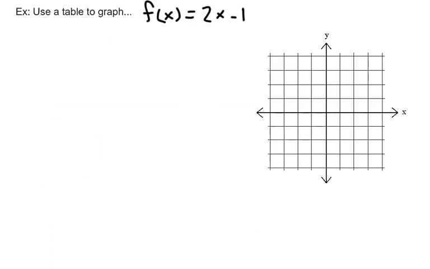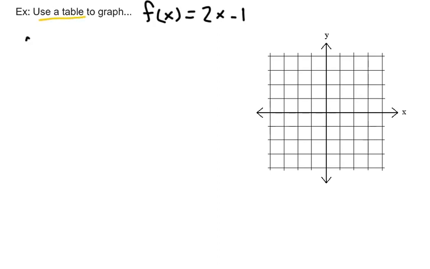Last thing, let's use a table to graph f of x equals 2x minus 1. Now you might already know that 2x minus 1 is going to be a line, you know where the y-intercept is, you know what the slope is, but I really specifically want to use a table to graph this, because we're going to eventually run into functions that are not that easy to graph. And I'm going to ask you over and over again, how do you graph when you don't know how to graph? And the answer to that is to use a table.